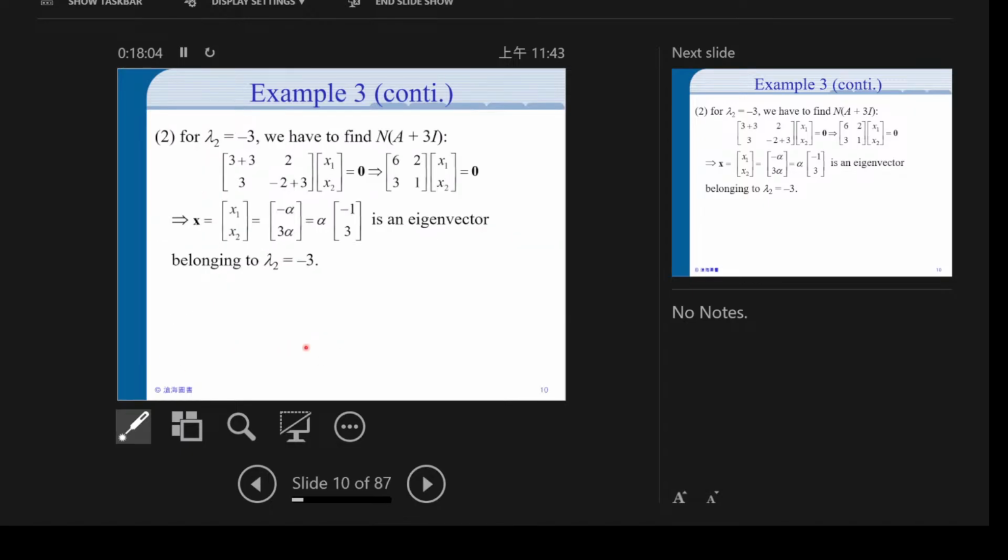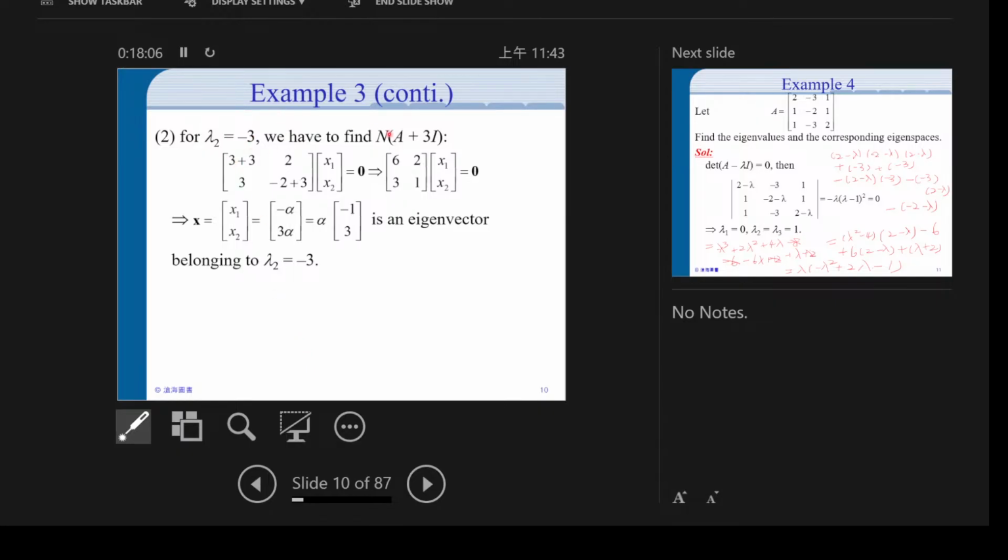And then similarly, when lambda 2 equal to -3, we can do a similar thing. So the null space of A plus 3I here. So 3 plus 3, and minus 3 plus 3, then we have 6, 3, 2, 0 here. And once again, it's pretty easy to see. So we have x1 equal to 1, x2 should equal to -2, so minus alpha and 2 alpha. And so alpha times (-1, 2) is the eigenvector.